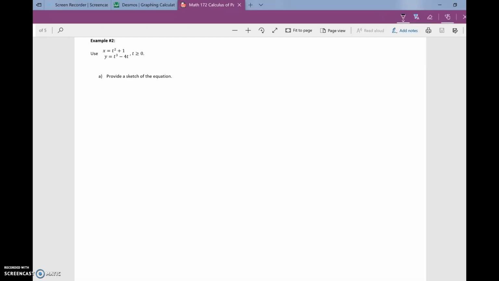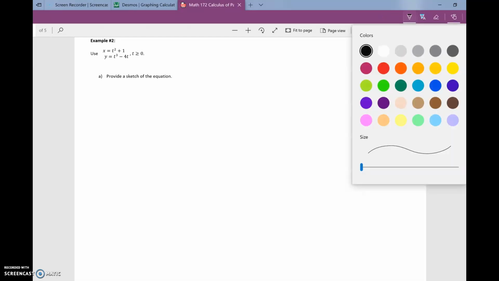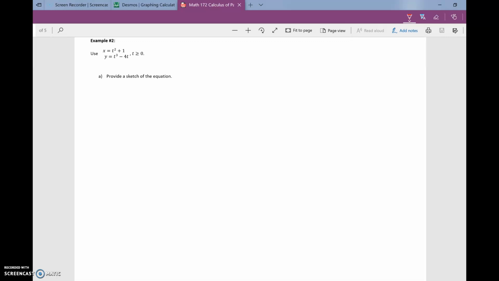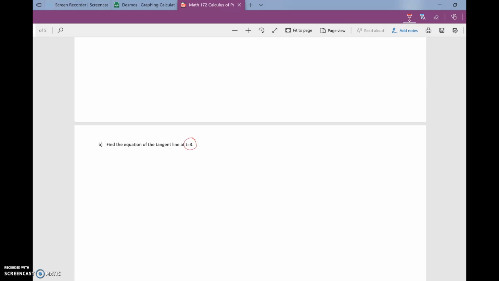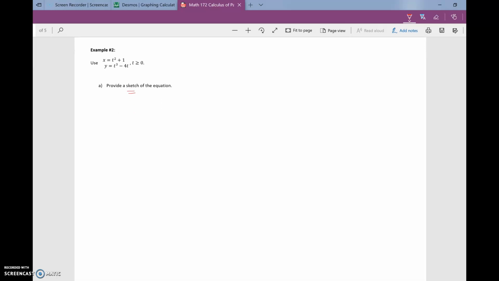Hi class, let's take a look at example 2. In example 2, they want us to provide a sketch of the function, and then also find the equation of the tangent line at t is equal to 3. So we're talking about Calc 1 content technically, but in this case it's within parametric equations.